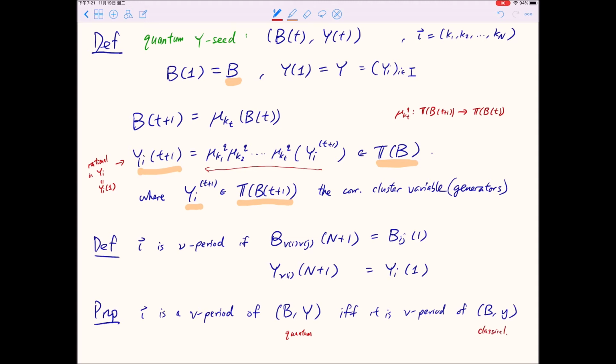So if you start with a sequence of mutations that you know is a mu-period in the classical case, then automatically it is also a mu-period in the quantum case. So even though you add all these extra q factors, all this non-commutative expression, the calculation is really just more complicated, but at the end, everything will go back to the original one.